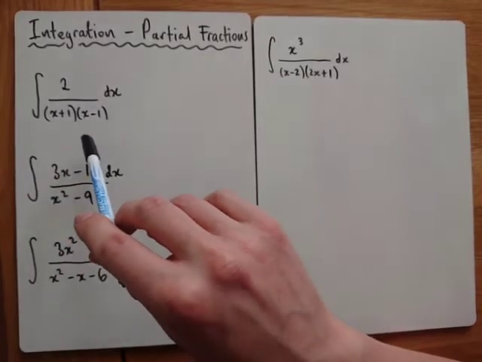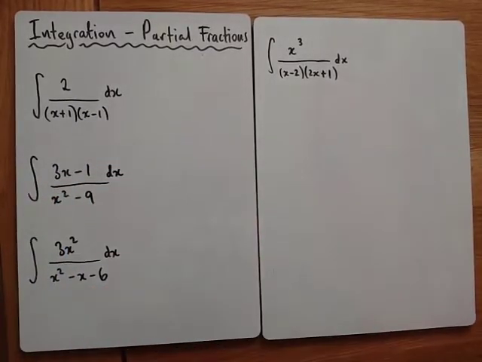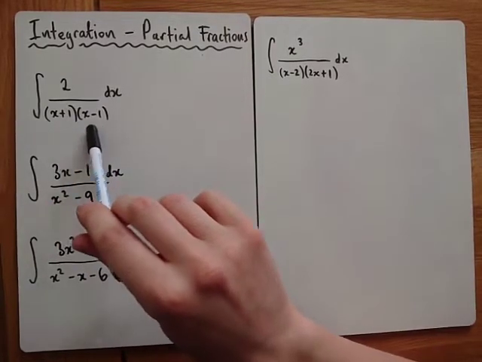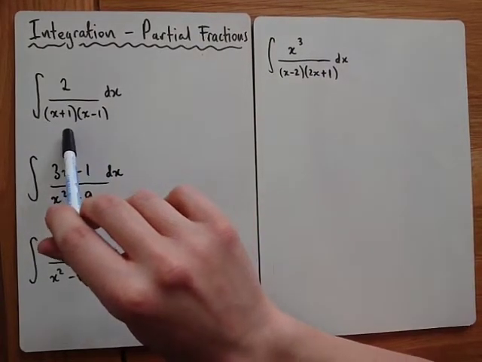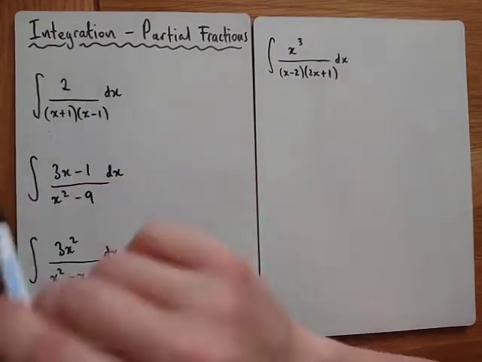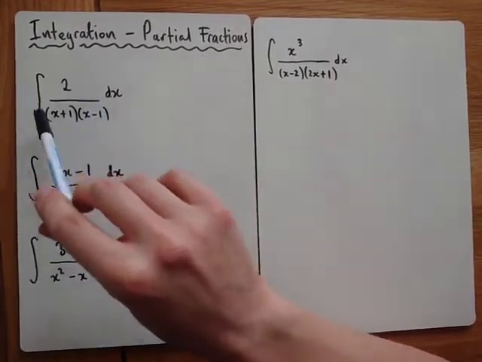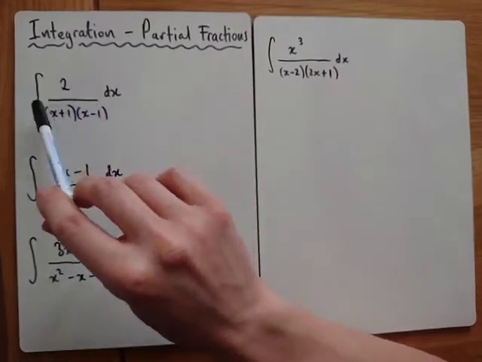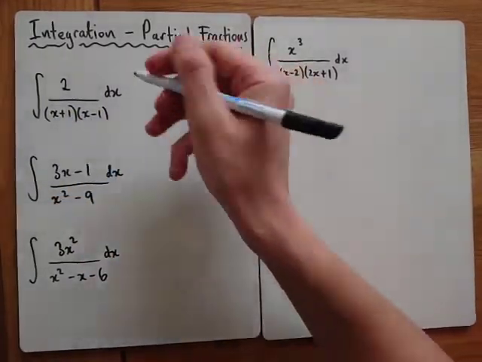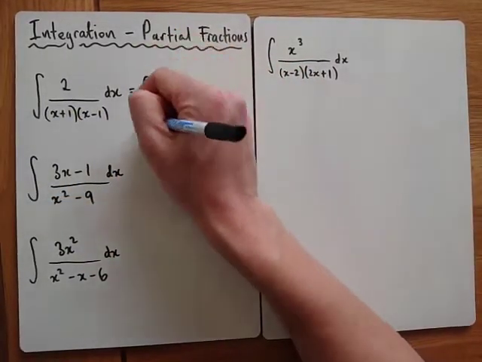hopefully your first instinct would be, well, it's a fraction, so I'm thinking maybe it's going to turn into a natural log, ln. But you can see that because we've got a quadratic on the bottom, the derivative of a quadratic would be a linear function, and there's only a constant on top. So if we were asked to integrate something that looks like this, we would need to write this as 2 separate integrals.